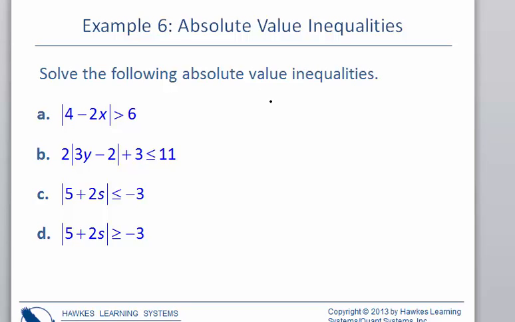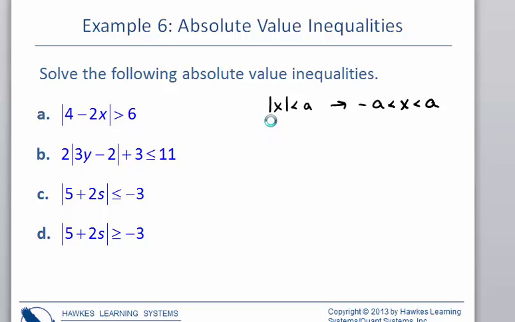This rule says that if we have the absolute value of x is less than a number a, then this means that in order to solve the inequality, we must write it as a combined inequality with the three parts.